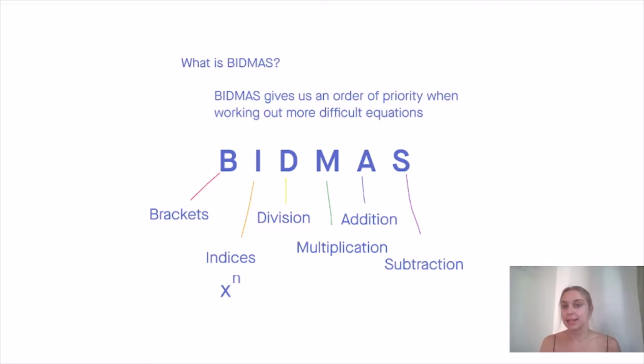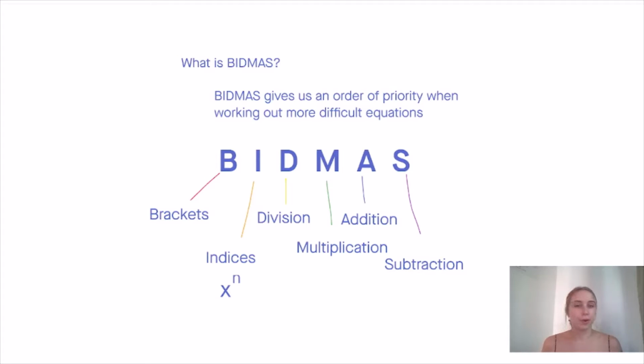So the B stands for brackets. So that's where you'll have two brackets around a number or maybe an operation or maybe several operations. And because it's at the start of the word, we know that anything within those brackets comes before anything that is outside of them. Next, we have I for indices.